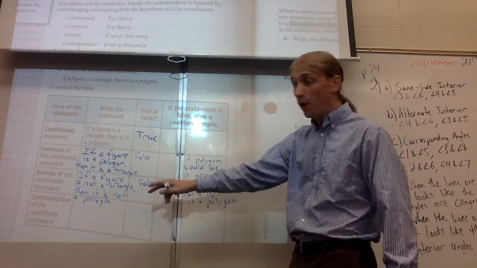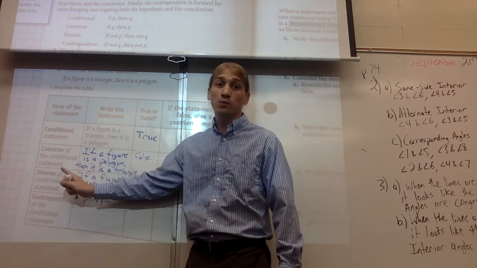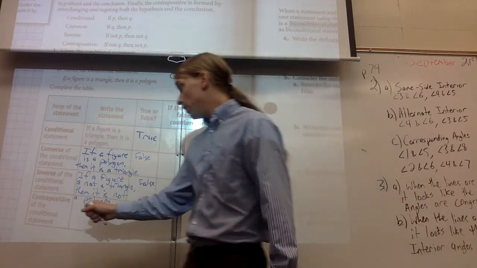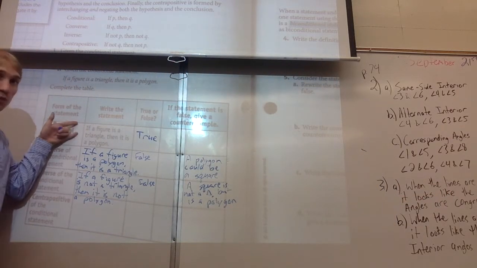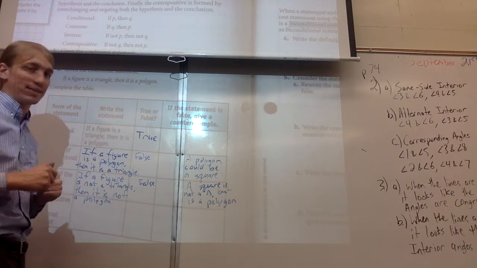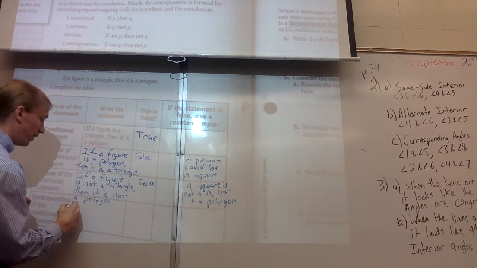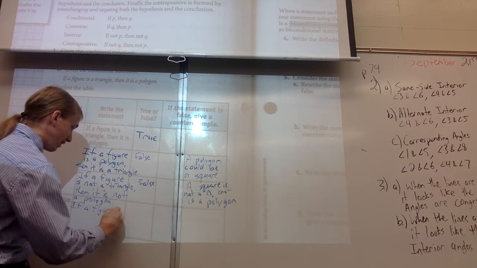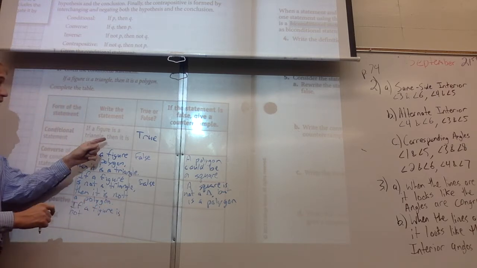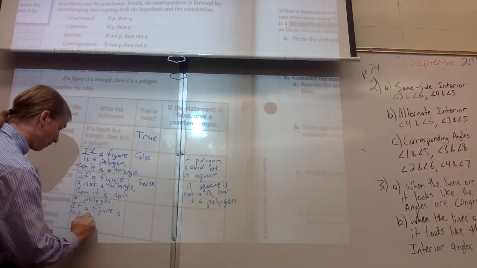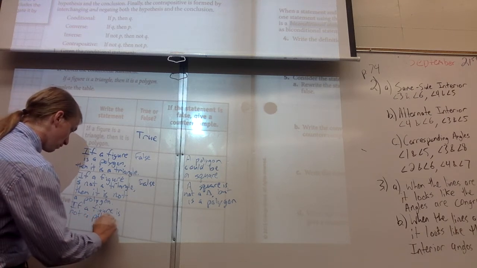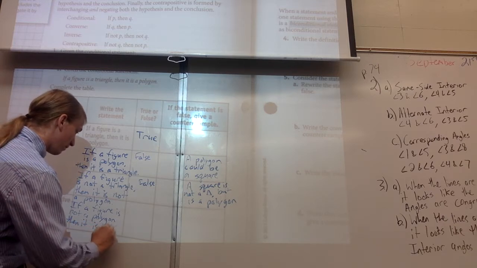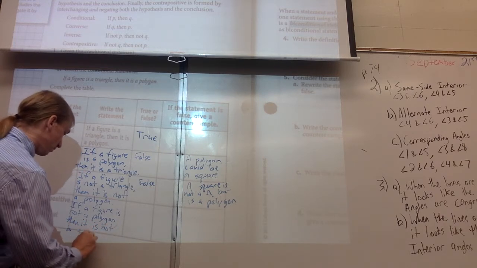Okay, so far, we can write the converse, we can write the inverse of a statement, but it doesn't mean that they're also going to be true. In the contrapositive, we're going to take this original statement, we're going to switch it, and make it say not for both of them. So, if a figure is not a polygon, then it is not a triangle.